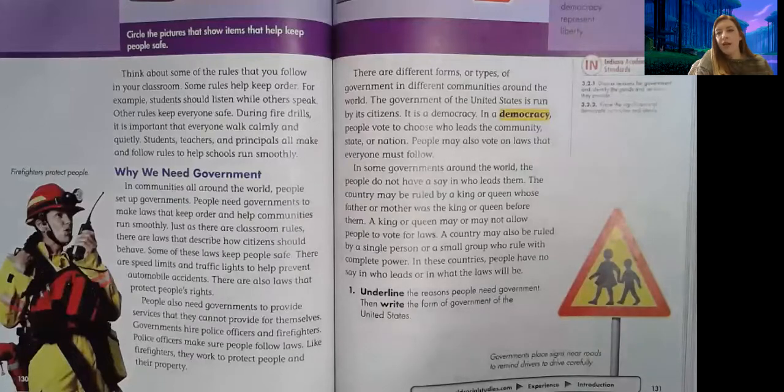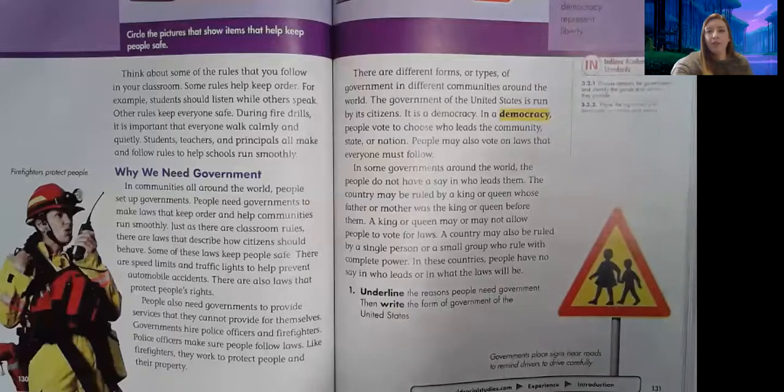The government of the United States is run by its citizens. It is a democracy. In a democracy, people vote to choose who leads the community, state, or nation. People may also vote on laws that everyone must follow.